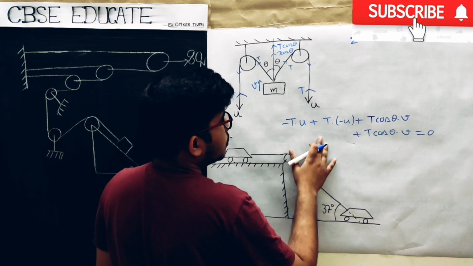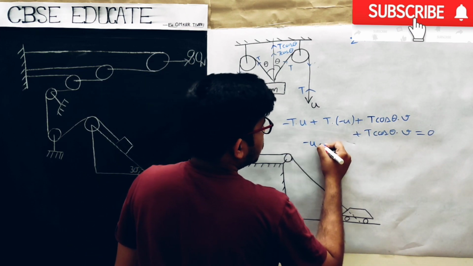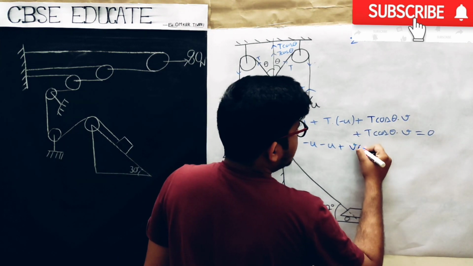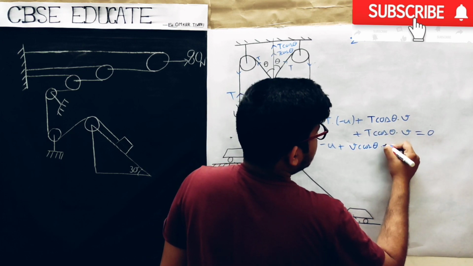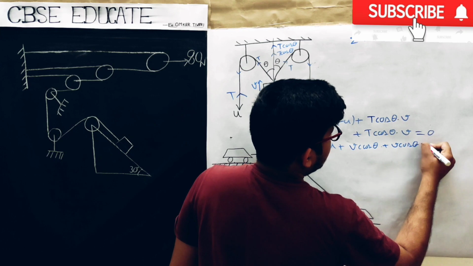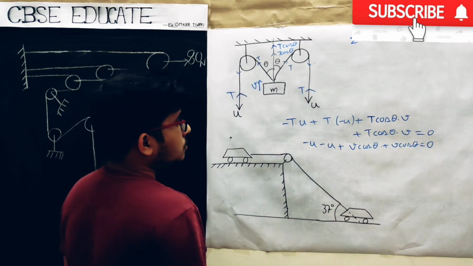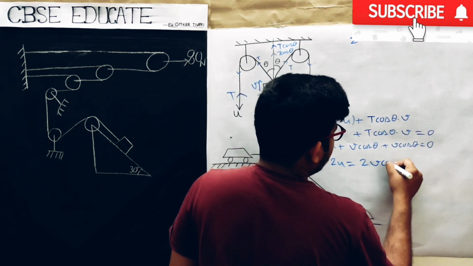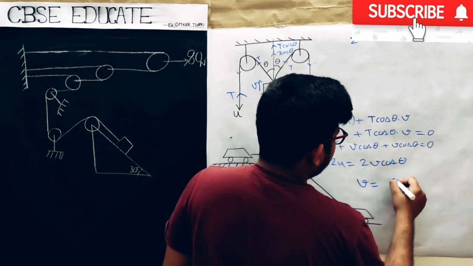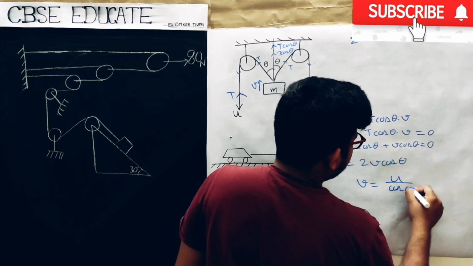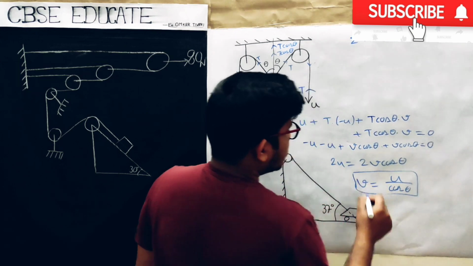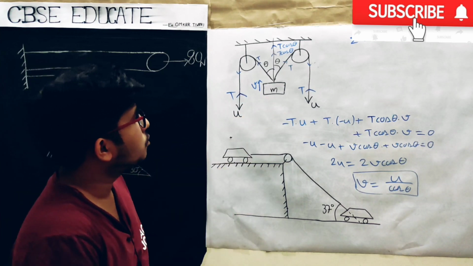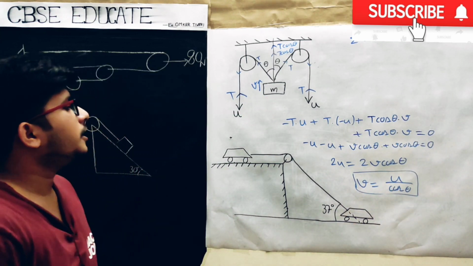So what we get is minus of u plus v cos theta plus v cos theta equals 0. So twice of u is equal to twice of v cos theta. So v is equal to u by cos theta. This is the answer. So the velocity with which this mass will move upward is u by cos theta.